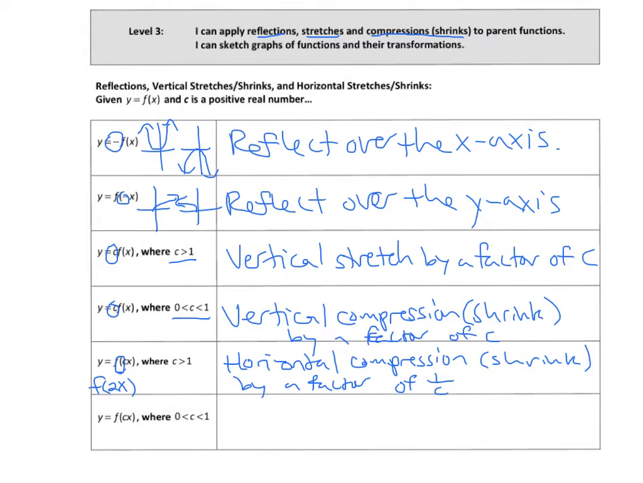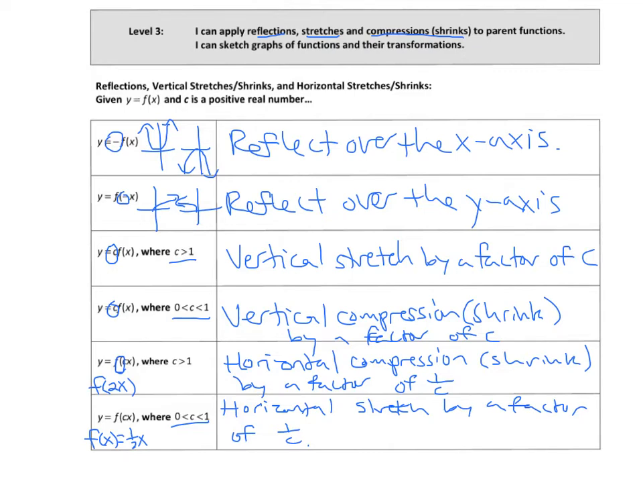Okay. And if you have a number that's a fraction less than 1, between 0 and 1, we would think that that would make it skinnier, but it doesn't. It makes it wider. That's a horizontal stretch. So again, it's the opposite of what you would expect. So a horizontal stretch by a factor of 1/c. So for example, if you had f of x equals 1/2 x, it would get twice as wide.